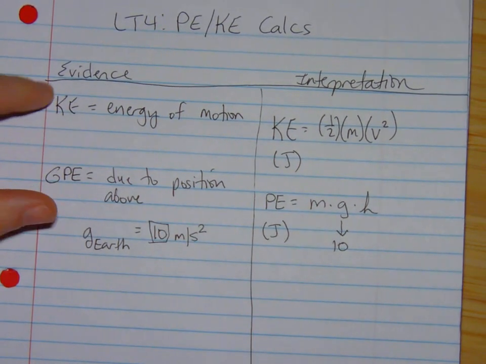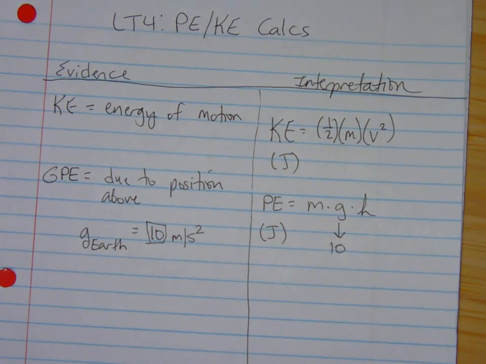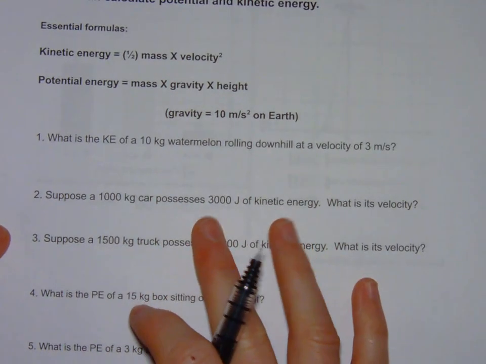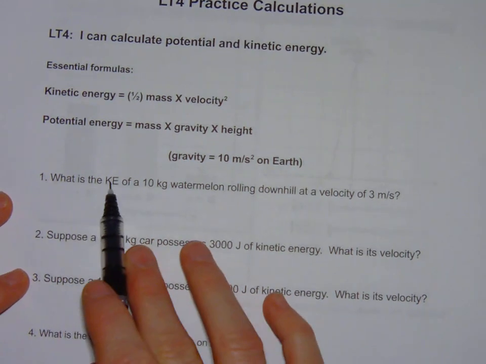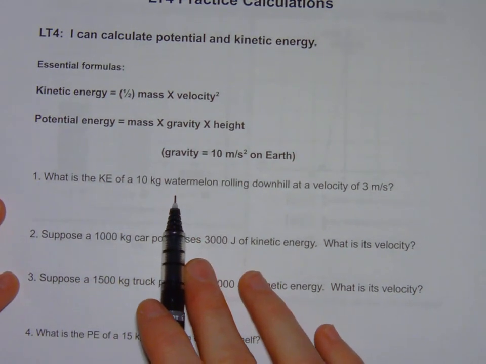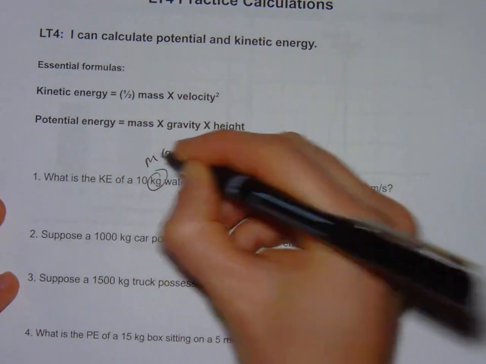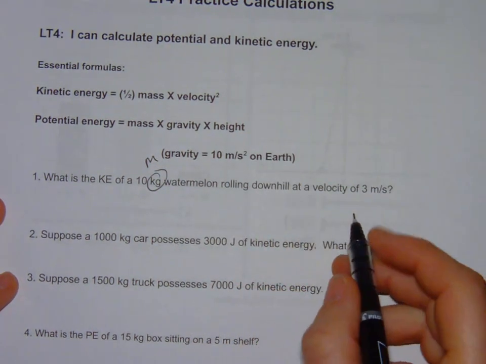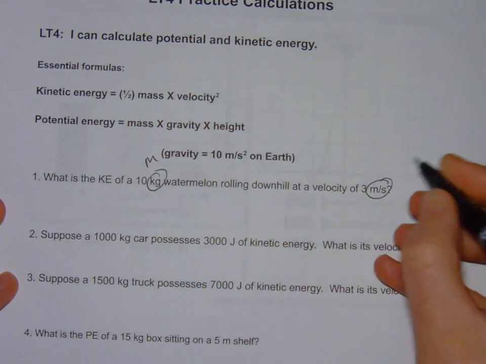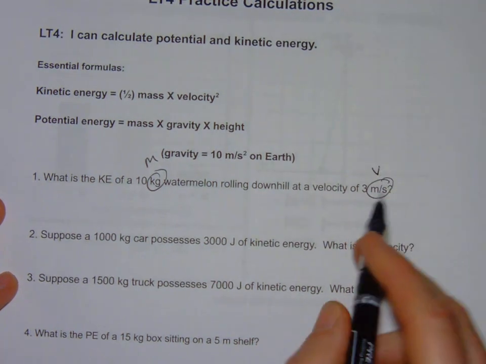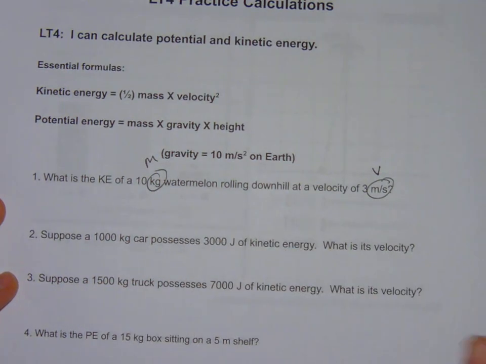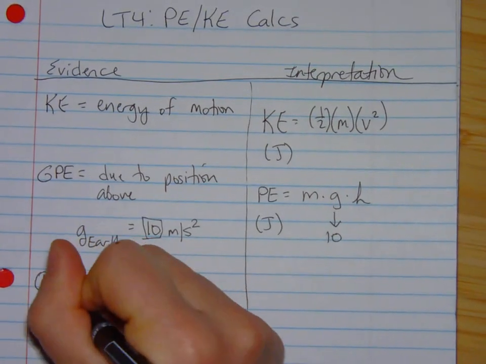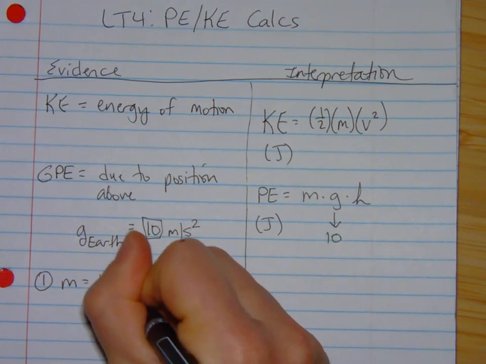Here's the distinction between the two. Now we just need to be able to use the formulas in this target. So I'm going to put some on this sheet and then some in the notebook. And we'll start out with number 1. Number 1 says, what is the kinetic energy of a 10 kilogram watermelon? Kilograms, you've got to know that's mass. It's rolling downhill at a velocity of 3 meters per second. Meters per second, you need to recognize that as being a velocity by now. We're looking for kinetic energy. All right, so I'm going to put number 1 in here. We have a mass of 10 kilograms.